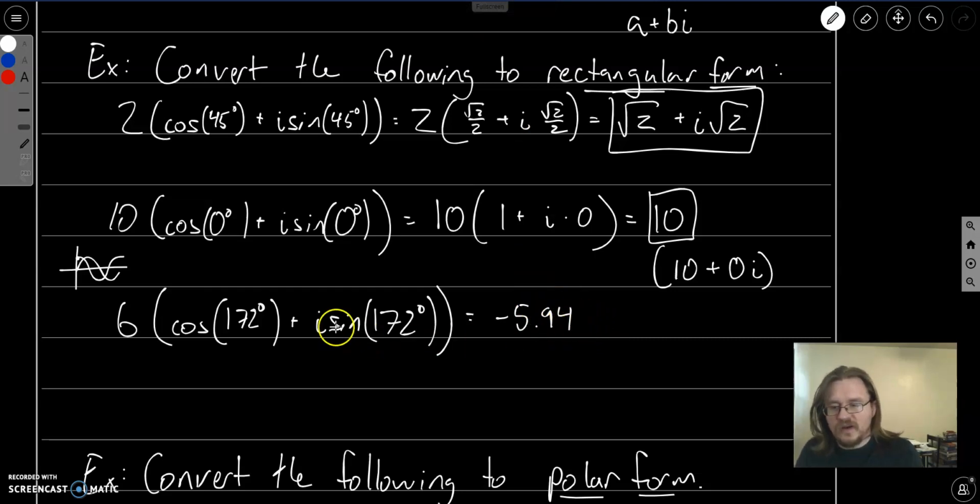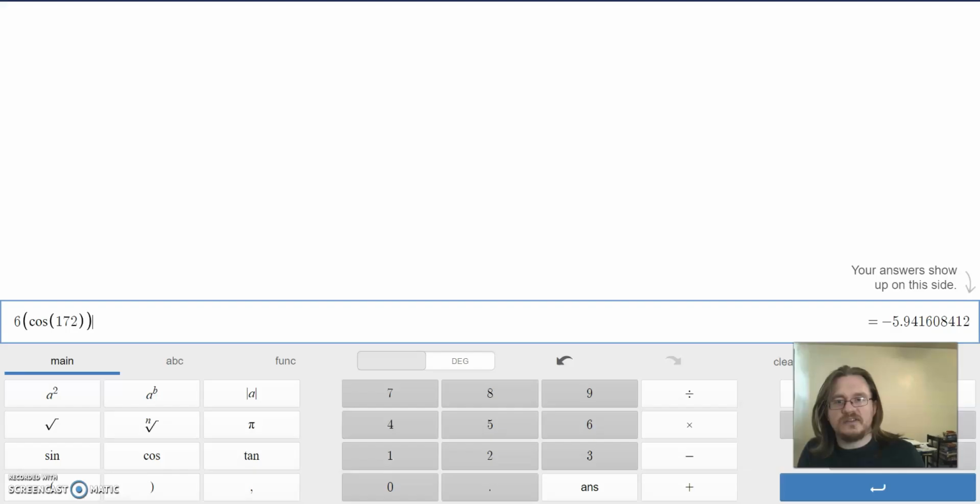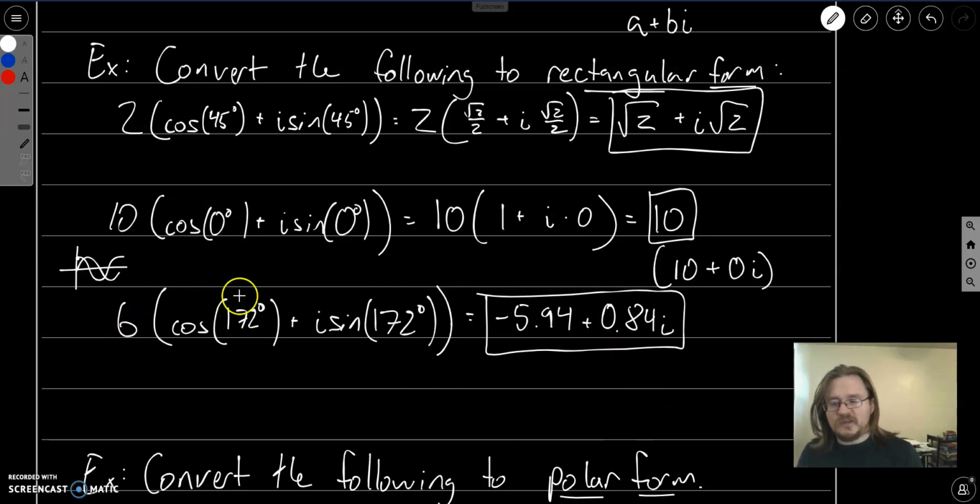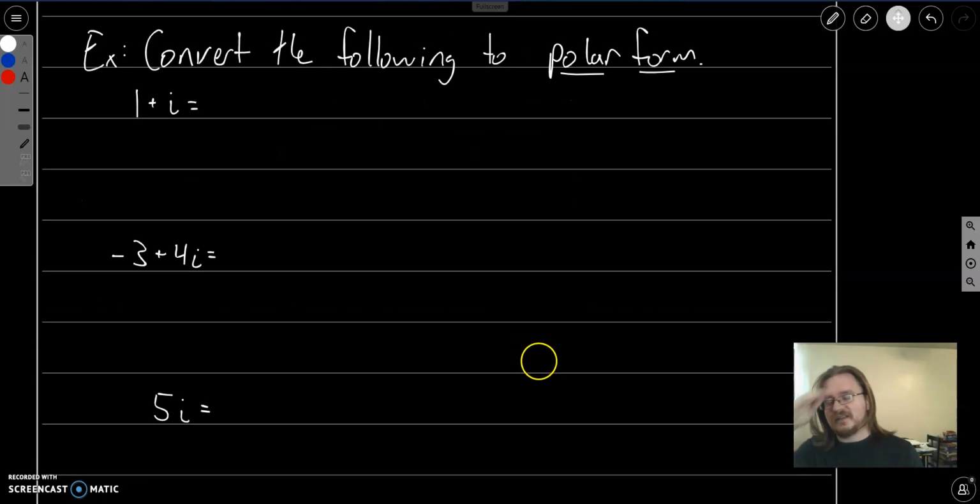And then the second one, I'll have 6 times the sine of 172. And that's going to be 0.84, plus 0.84 times i. So again, I just distributed the 6 and took 6 times the cosine and then 6 times the sine, and that's what we get. Going backwards is maybe just slightly harder, but ultimately it's not too difficult.